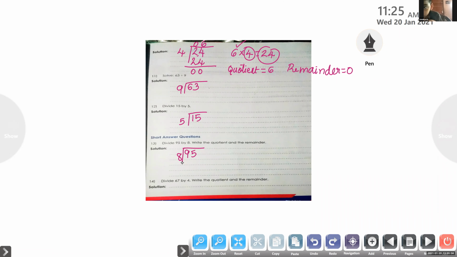Here 63 divided by 9. Whether it is coming in the table of 9. Yes. What is the answer? What into 9 you get 63? 7. Very easy. So 7 9s are 63. 0, 0. So quotient is equal to 7. Very good. What is the remainder? 0.